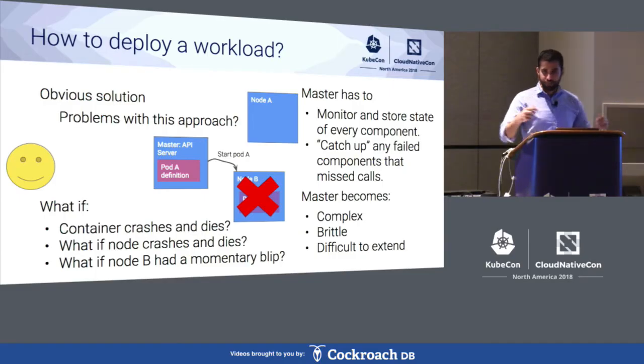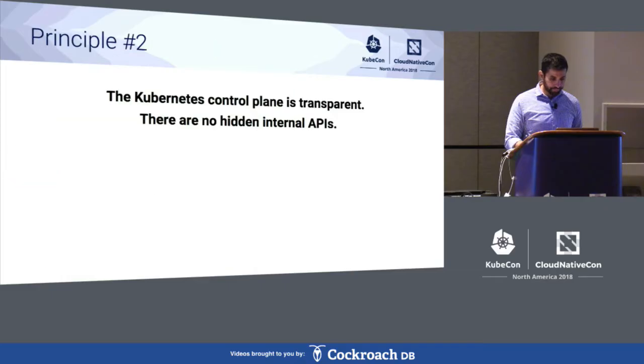So that means that every time Kubernetes is extended, every time a new component is added, this master control plane grows larger and larger and larger. And if Kubernetes had been built that way, honestly, I don't think it would have been very successful. It would have made the master very complex, brittle, difficult to extend.